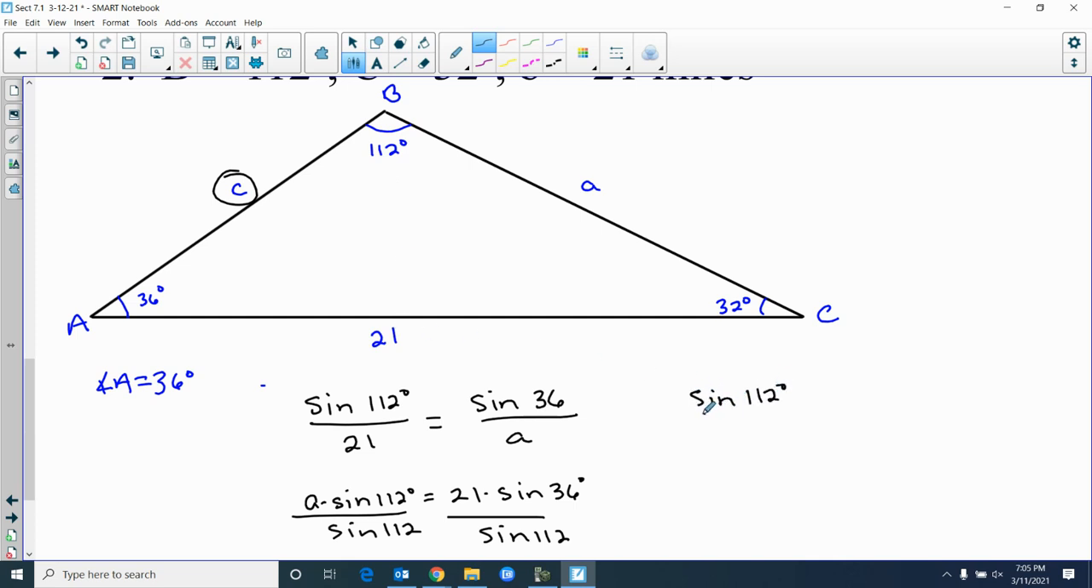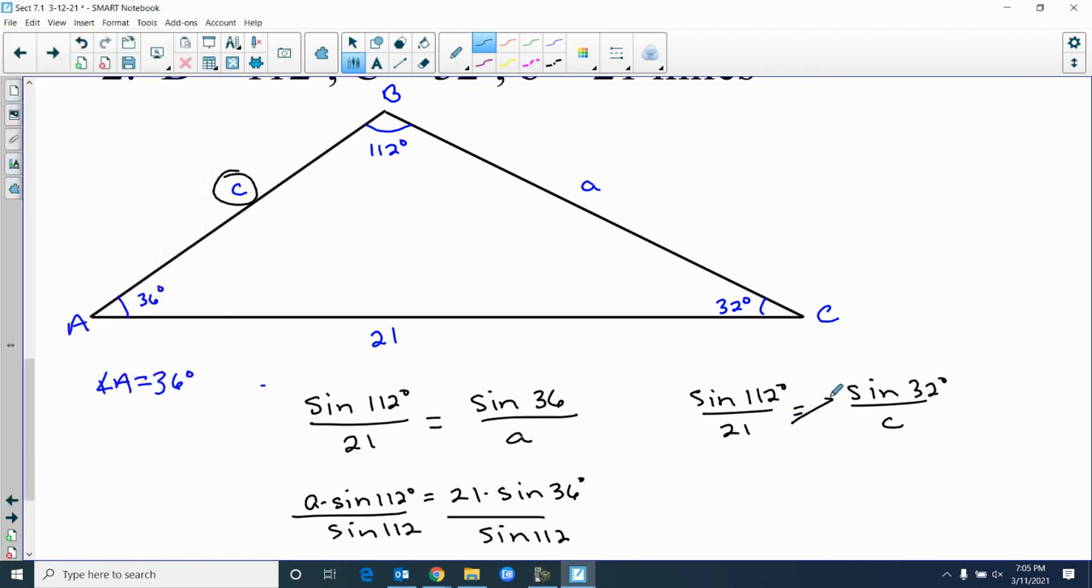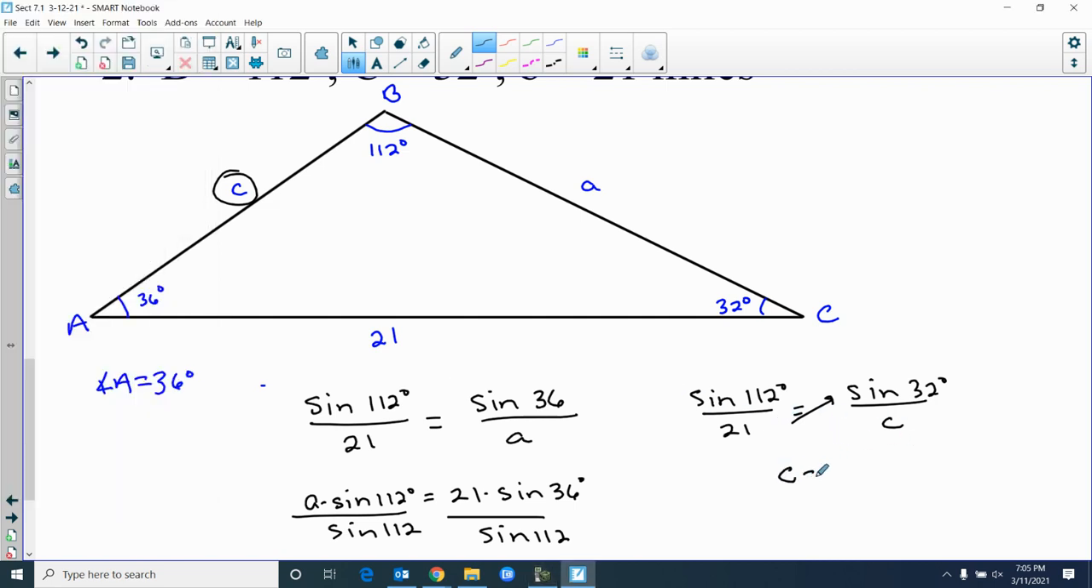Sine of 112 degrees over 21 equals sine of 32 degrees over C. I'm just going to go to my calculator and do 21 times sine of 32, cross multiplying there. Then to get the final answer, divided by sine of 112. And I got 12.00, which rounded to the nearest tenth gives me 12.0. So C is 12.0.